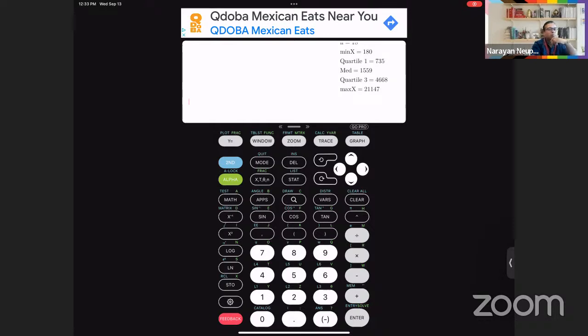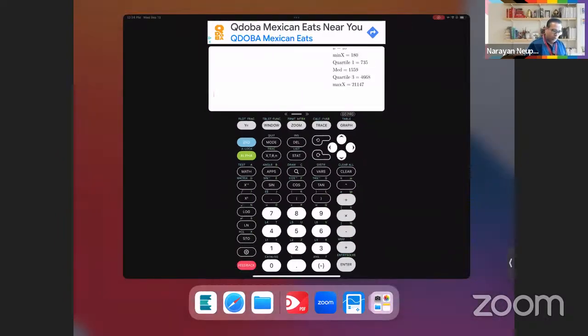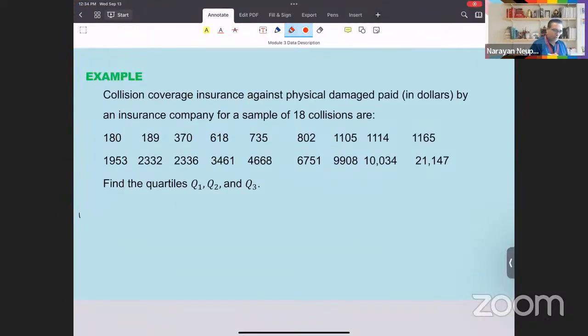When it's saying median equals 1559, is that quartile two? Yes, median is the same as the second quartile. Okay, so you can write those values now in your note catcher. So let's write it down. Way to do this without the calculator: you have to arrange the data and then look for the middle value. It is very tedious.